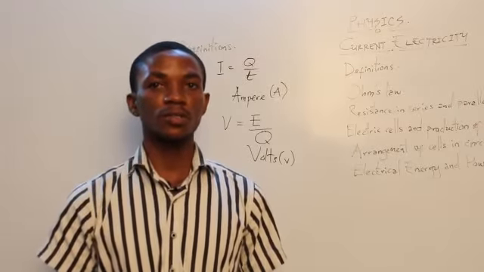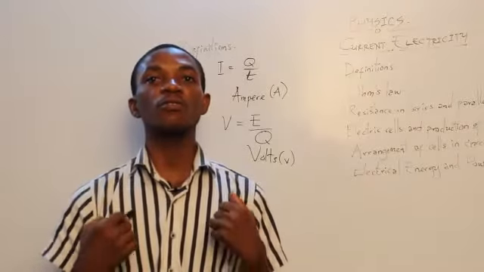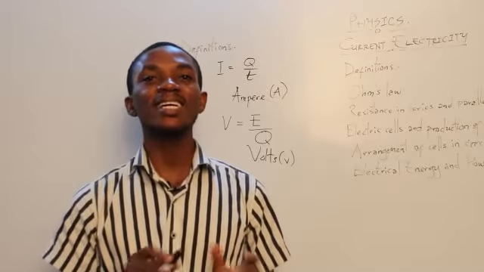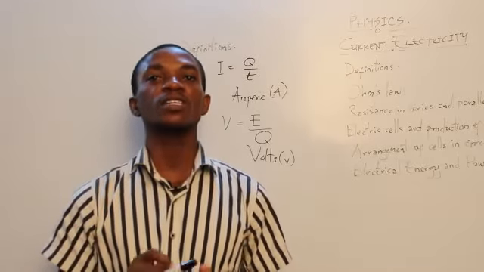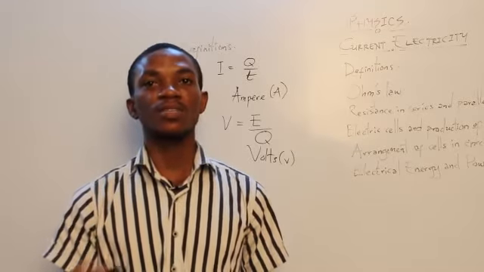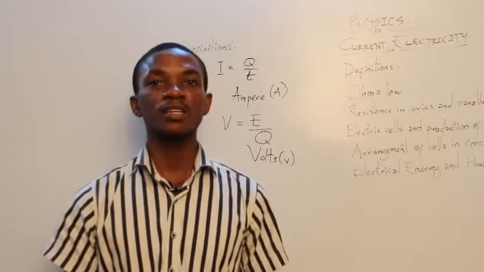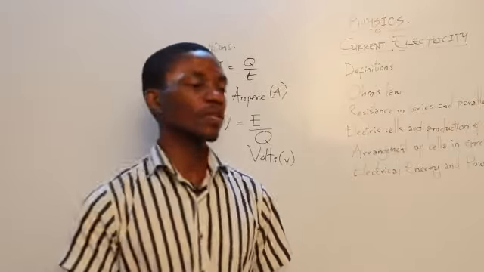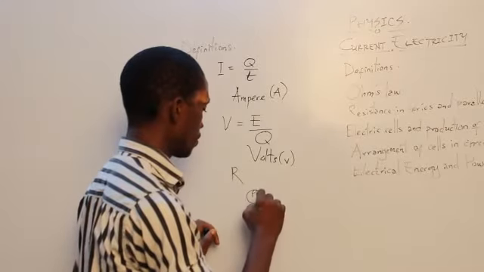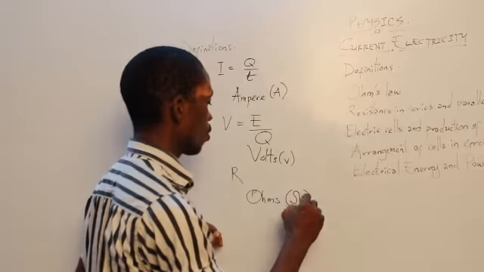What are resistors? Anything that prevents the free flow of current in a particular circuit is known as a resistor. Any kind of opposition to the flow of current is described as a resistor. It can come in different forms as resistance, capacitance, or inductance. I will consider that in future topics. It is represented with R and it is measured in ohms, which uses the symbol omega.